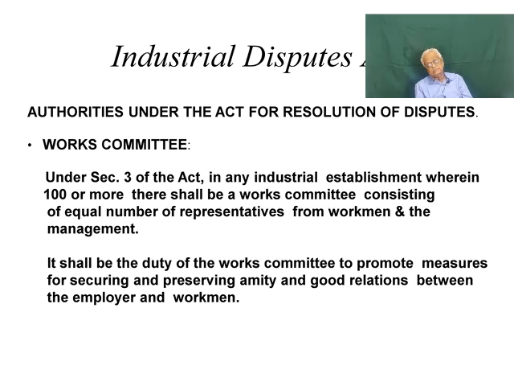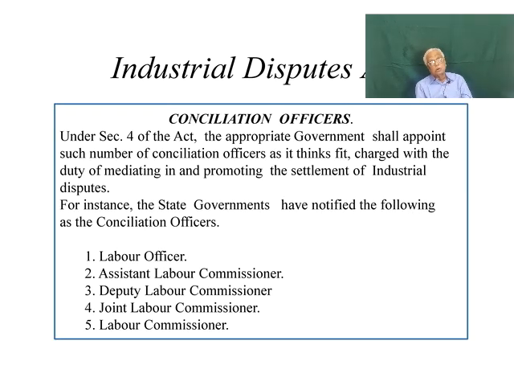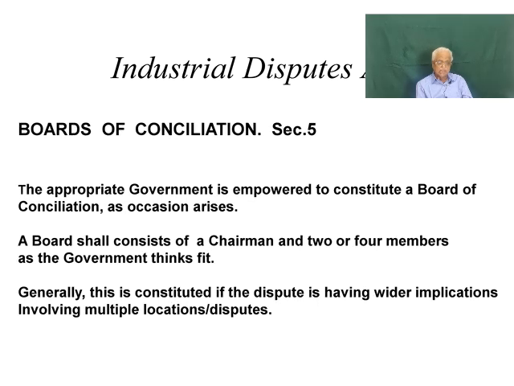Next, what is conciliation? This is the conciliatory step. The government comes into the picture. Here we have the assistant labor commissioner, labor officer, and deputy, who are all designated as conciliation officers to look into the dispute. There is also a board of conciliation. The important thing is that when some important issues arise, let us say the dispute involves 2-3 different states, or multiple disputes are there, then the government can constitute a board of conciliation under section 5A, but this is not very popular.